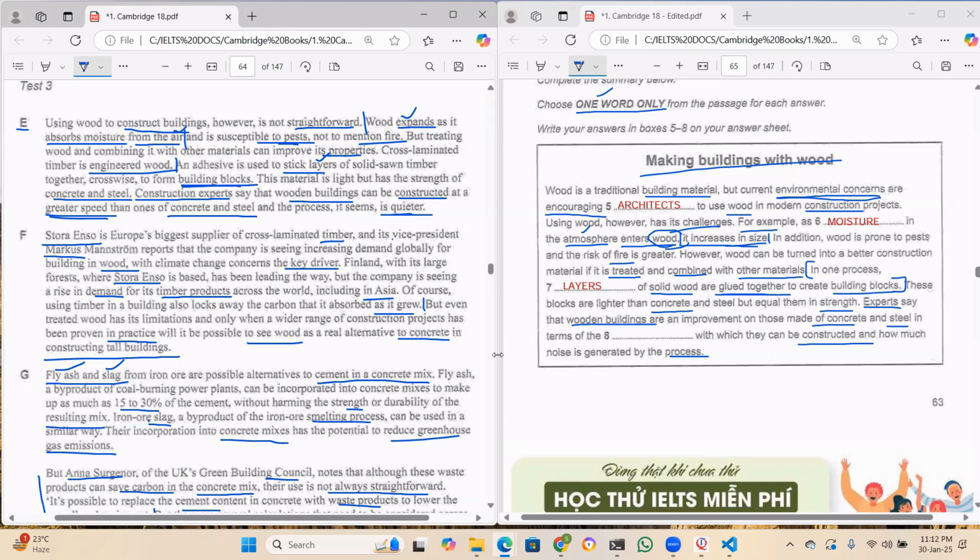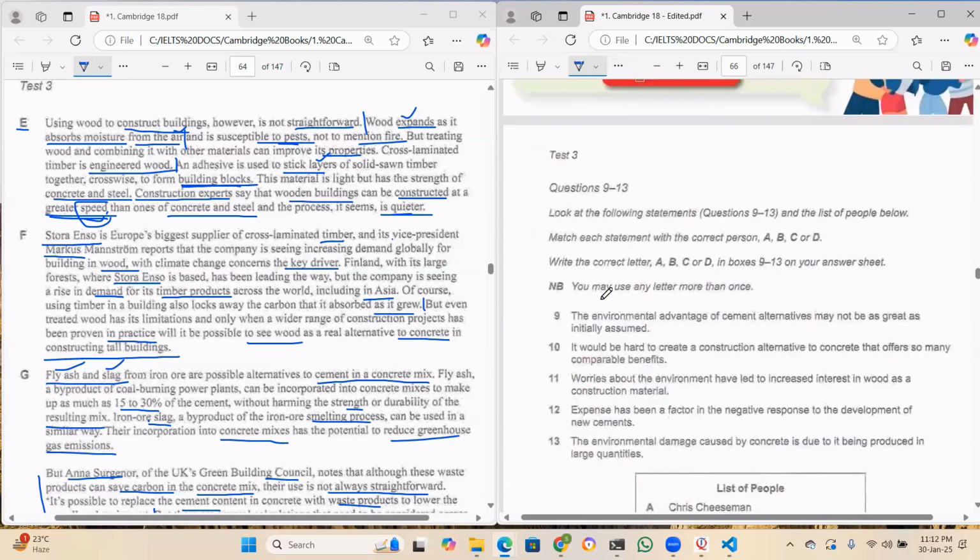Okay, so experts say that wooden buildings are an improvement on those made of concrete and steel in terms of dash, in terms of what they can be constructed at a greater speed. So in terms of speed, they are great. Experts say that wooden buildings can be constructed at a greater speed. So in terms of speed with which they can be constructed and how much noise is generated. Yes, quieter. Right. So yes, we got our answer. So in terms of speed, they are good enough. Right. Okay. So these are our answers, guys. Architect, moisture, layers, and speed, I guess. I hope so. They are the answers.